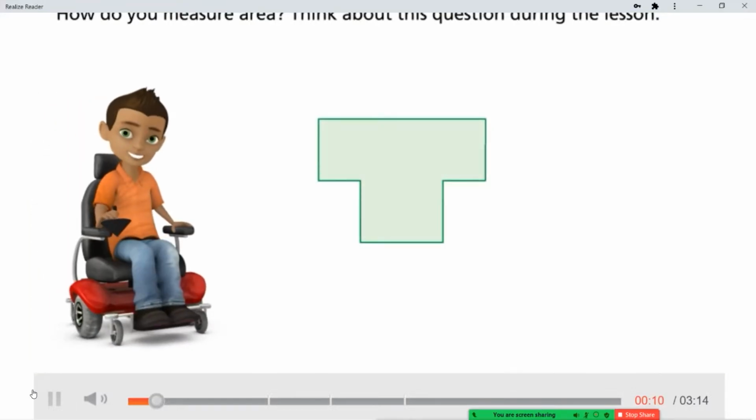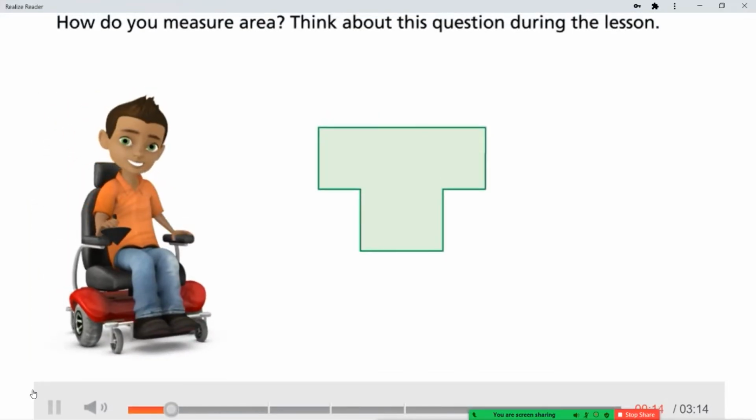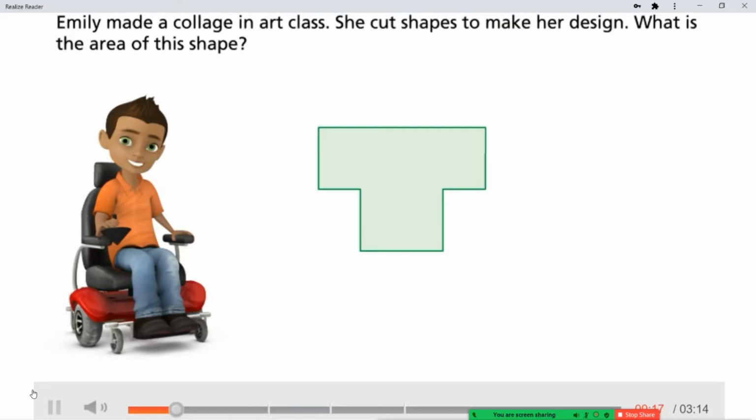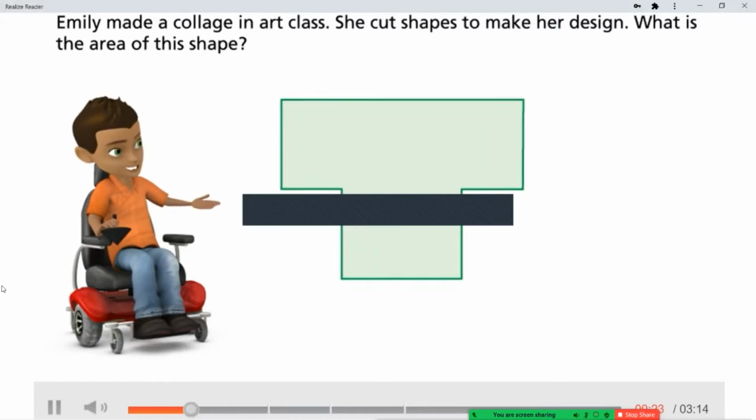How do you measure area? Think about this question during the lesson. Emily made a collage in art class. She cut shapes to make her design. What is the area of this shape?